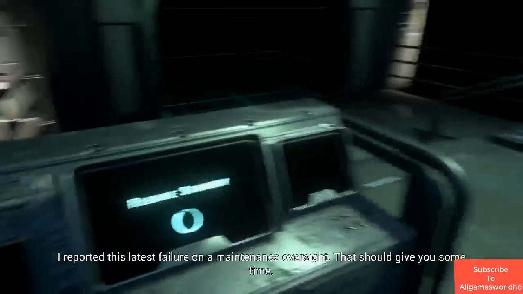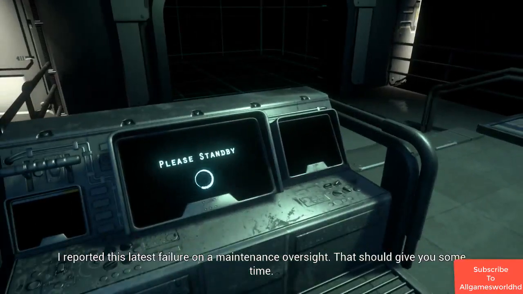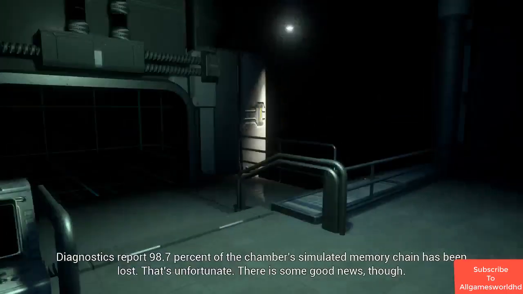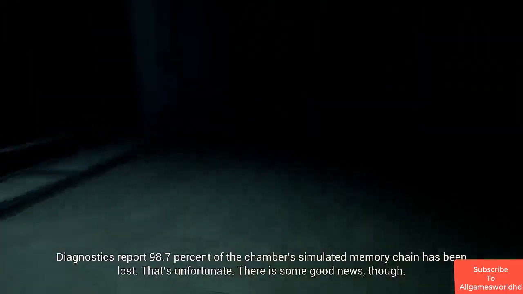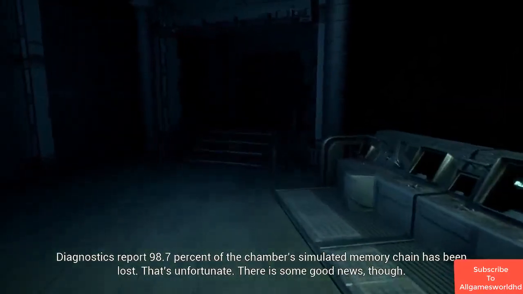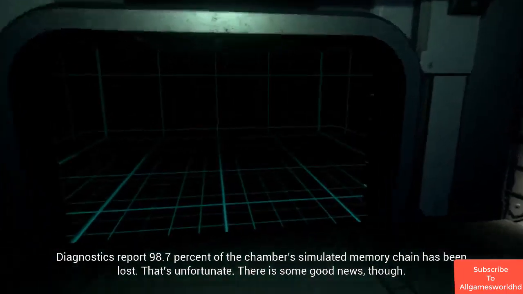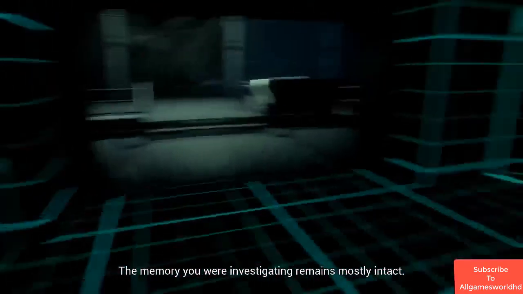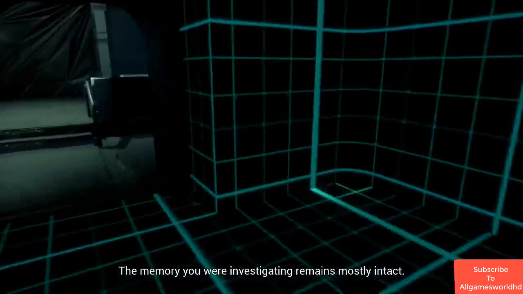I reported this latest failure on a maintenance oversight. That should give you some time. Diagnostics report 98.7% of the chamber's simulated memory chain has been lost. That's unfortunate. There is some good news, though. The memory you were investigating remains mostly intact.